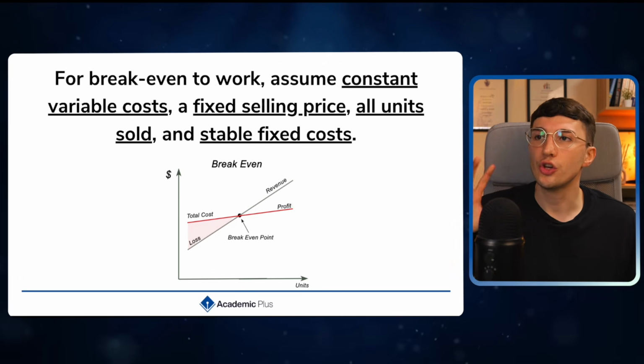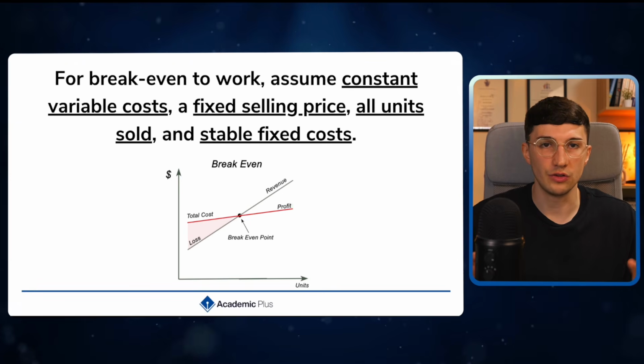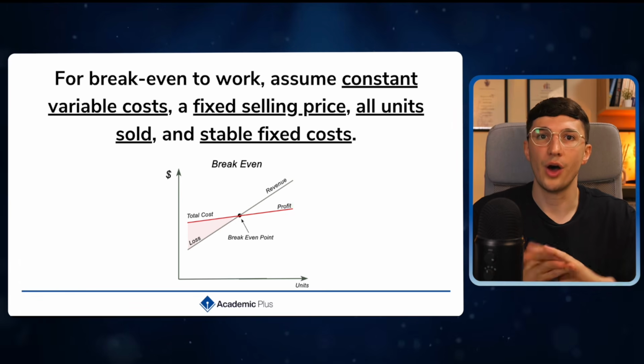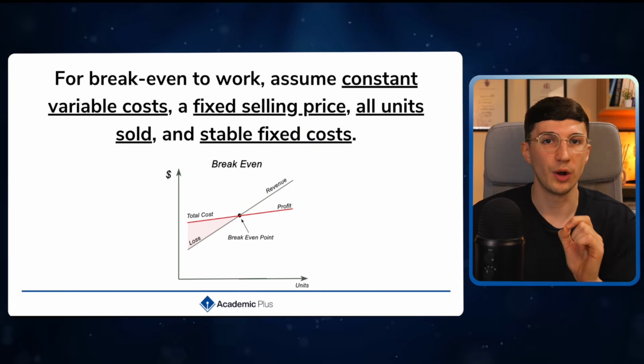But the first one is that we assume that the variable cost per unit will remain the same. Now, we know this isn't true in the real business world. We've got factors such as inflation. We may get purchasing economies of scale and start to negotiate different price points for my raw materials.